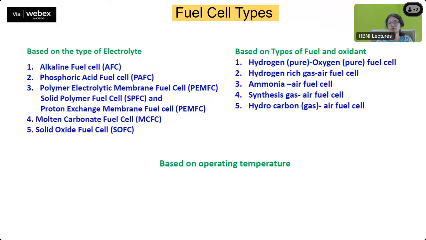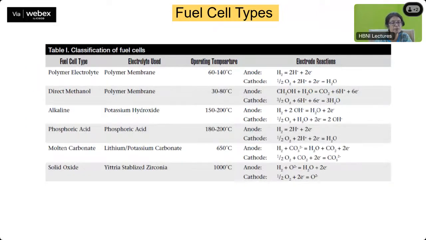Then you can also demarcate the fuel cell types based on the type of fuel and oxidant you are using. So you can have a pure hydrogen oxygen based fuel cell, a hydrogen rich gas and air based fuel cell, an ammonia and air based fuel cell, a synthesis gas and air based fuel cell, as well as a hydrocarbon, which is in the gaseous form, and air fuel cell. And then there is another fuel cell type which is based on operating temperature. So you can demarcate different kinds of fuel cells. So we'll take a few examples.